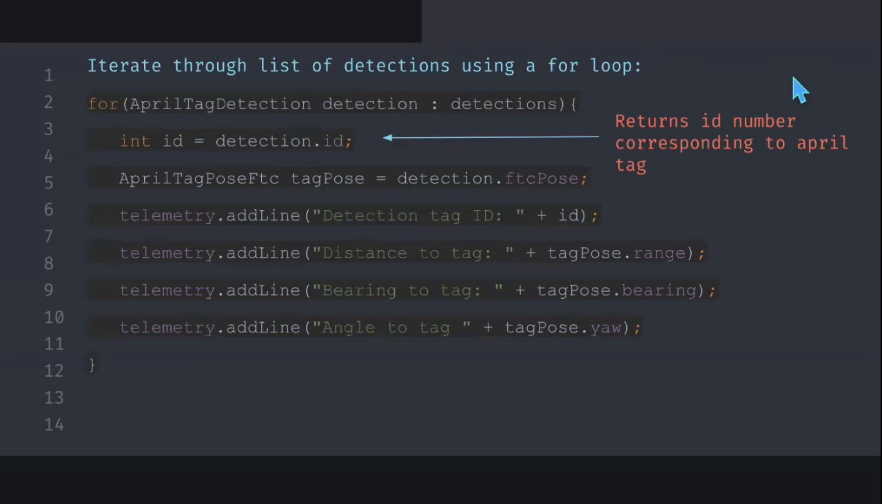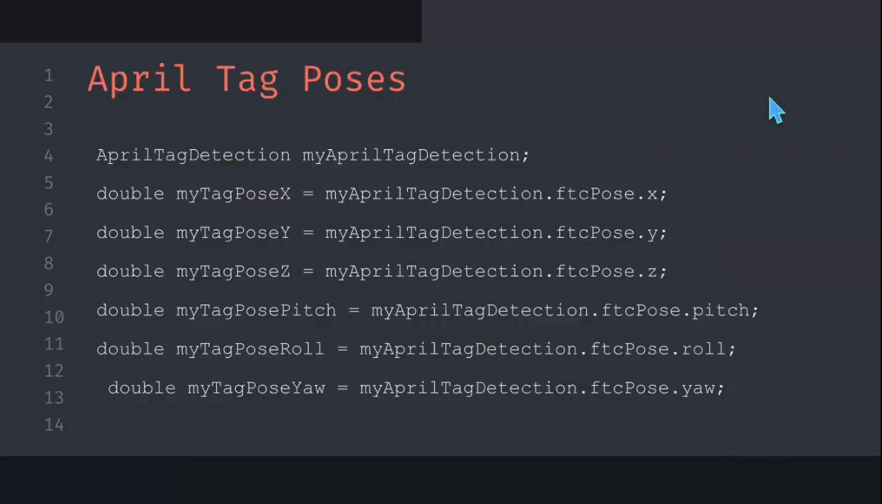At this point, you can iterate through this list of detections that you've made, and you can get a bunch of different information, like the ID and the pose, and this pose can consist of a bunch of different stuff like the range, bearing, and yaw. You want to make sure that at the end of your statement, you add a sleep for 50 milliseconds so the machine does not overload. Some of the AprilTag poses that you can get from the detection are the XYZ, and you can also get the pitch, roll, and yaw, which is all important information.